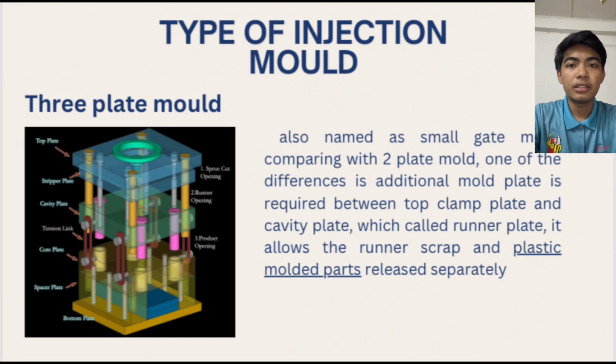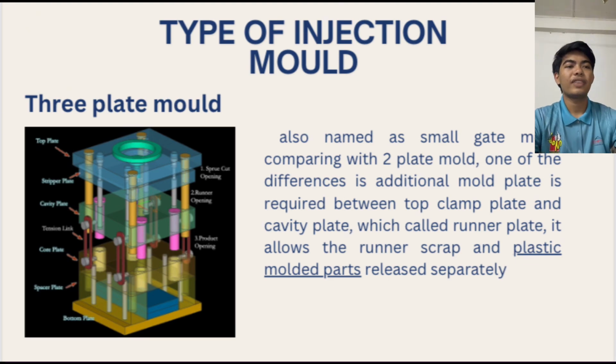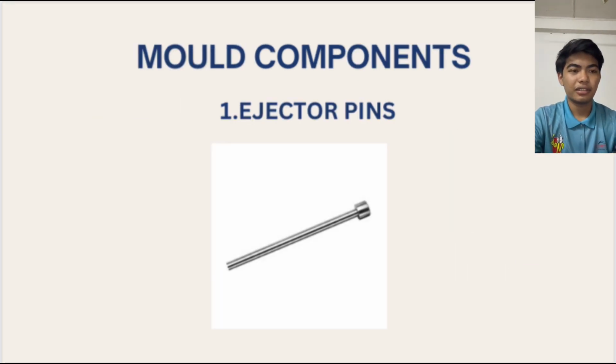And now the type of injection mold: three-plate mold, also named a pin gate mold. Compared to the two-plate mold, one of the differences is an additional mold plate included between the top clamp plate and the cavity plate, which is called the runner plate. This allows the runner scrap and the plastic mold part to be released separately.